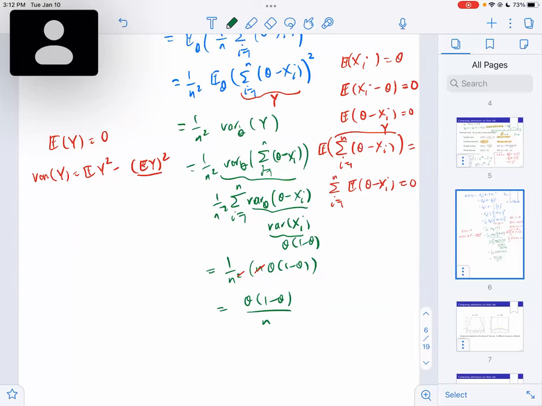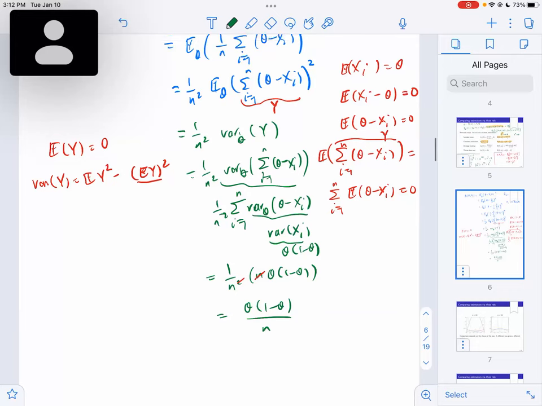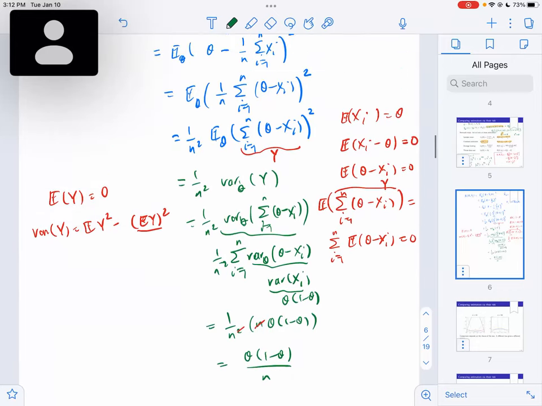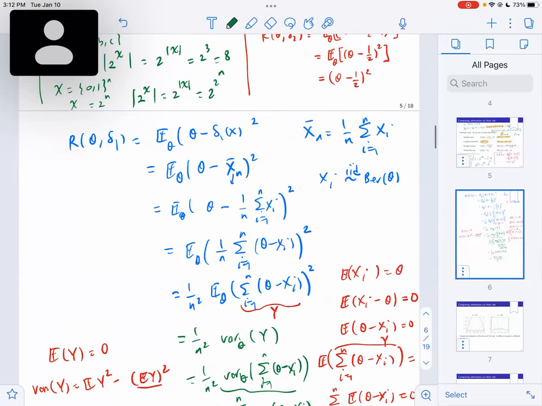So you can see there is a bunch of properties of expectations, the linearity of expectations, used here. And then this property, the variance of the sum being the sum of the variances, is the key thing that makes things work. Another way of saying it, later you'd realize this is the variance of the sample mean.